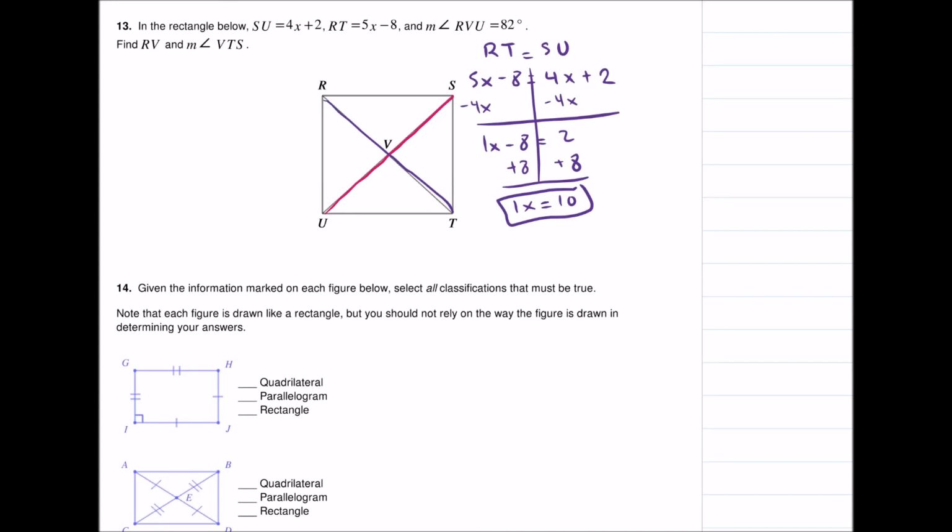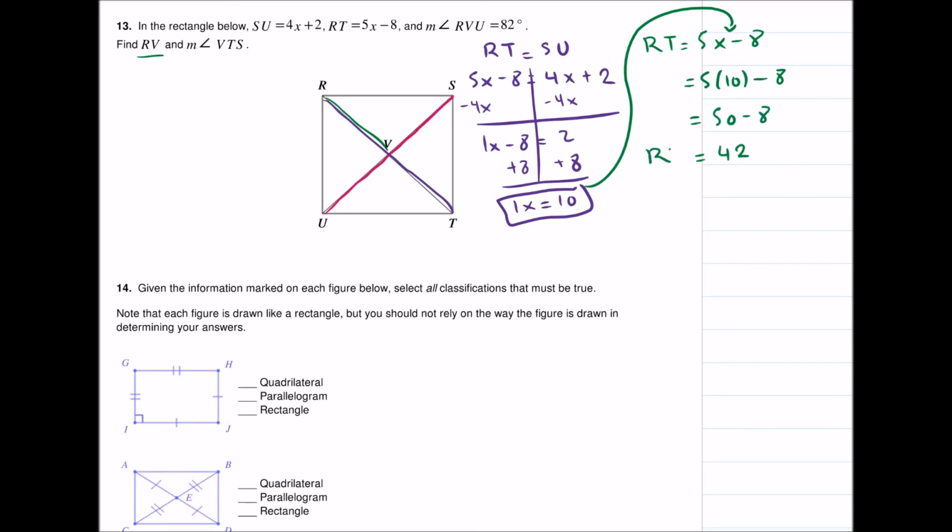To find RV, it is just half the length of RT. So we'll go ahead and find RT first. RT is 5x minus 8 and x is 10. That will be 5 times 10 minus 8. 50 minus 8 would give me 42. RT equals 42. RV is half of RT. That will be 42 divided by 2 to get RV, which is 21. RV is 21.